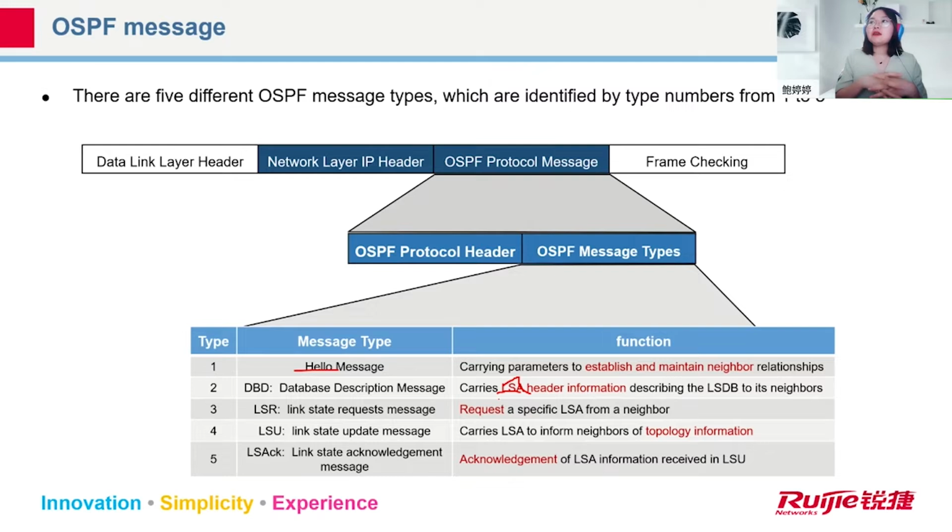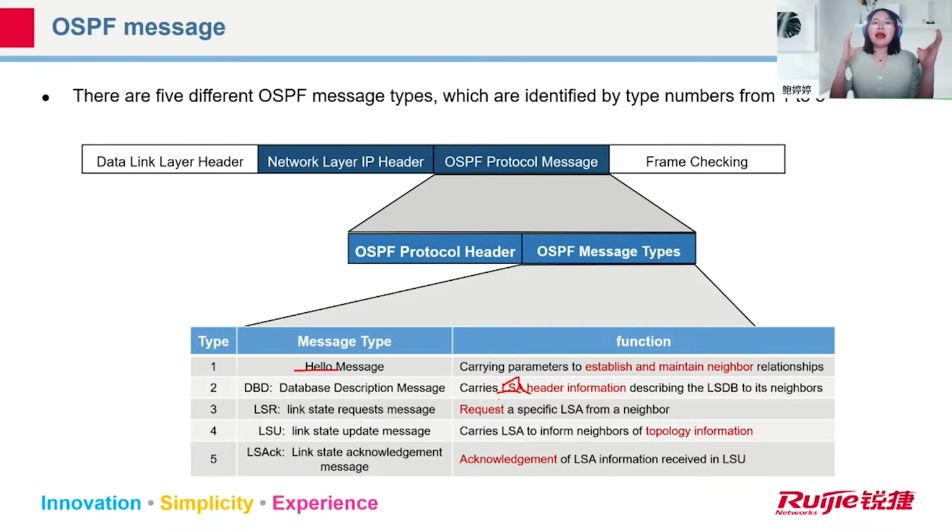But in your DBD message, we only have the header. For example, in this training we have 12 topics, right? And one presentation is one LSA. At the beginning, I sent you the timetable showing the topics of these 12 presentations. This timetable we call the DBD. Each presentation is one LSA. So in the DBD, we only have the summary information.